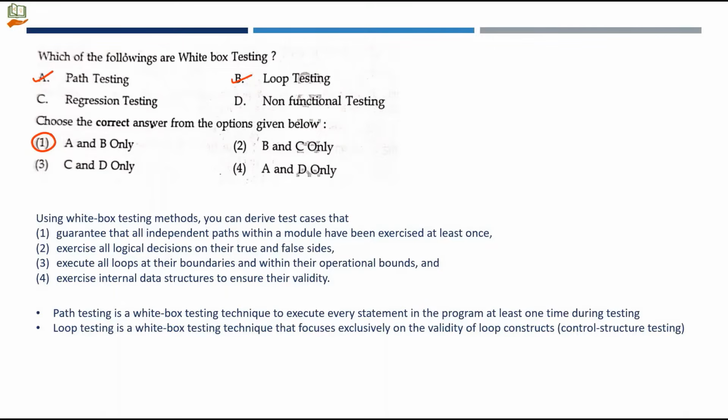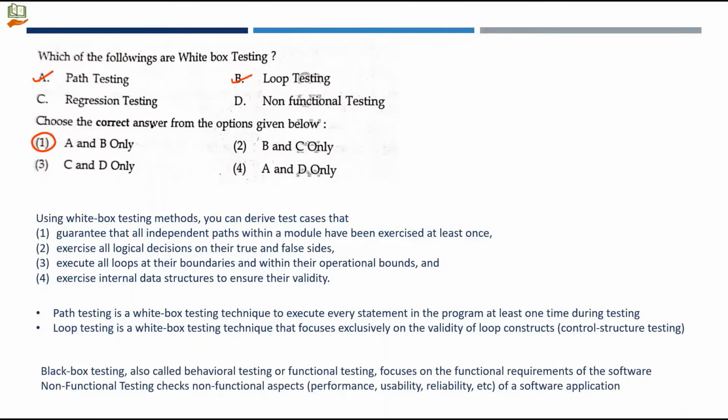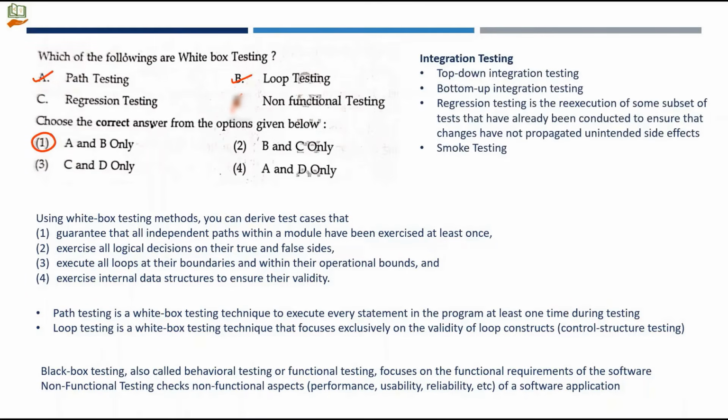What about the other two options? Black box testing, also called behavioral testing or functional testing, focuses on the functional requirements of the software. Regarding non-functional testing, it checks non-functional aspects like performance, usability, reliability, etc. of a software application. You have two topics in software testing, namely unit testing and integration testing. We'll get into integration testing. There are four kinds of integration testing: top-down integration testing, bottom-up integration testing, regression testing, and smoke testing.